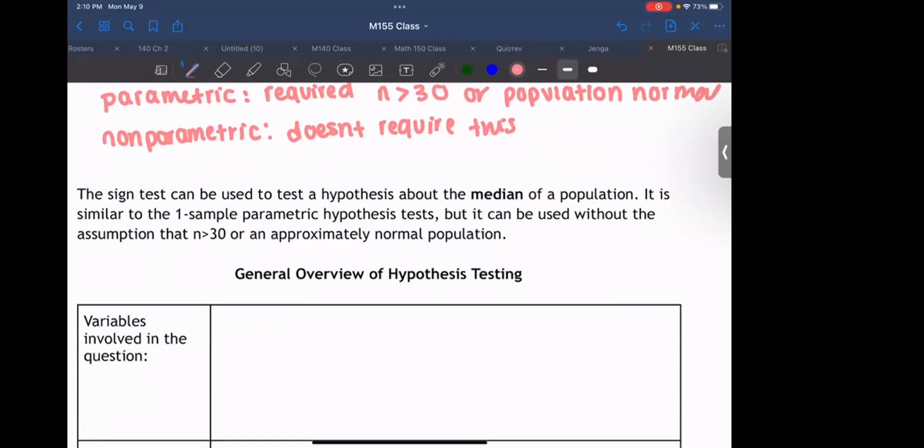Does anyone remember what symbol we used for the median? Yeah, it was an M, right? It looked like this. So instead of the Greek letter mu, we're going to use M. On the final, you might see this. That's another symbol that you can use, but it's usually just lowercase m. Very similar to what we've been doing before with hypothesis testing, but we're not going to use the assumption, and we're also using a different symbol. So let me just explain to you how to set up these questions, and then we'll do a little example.